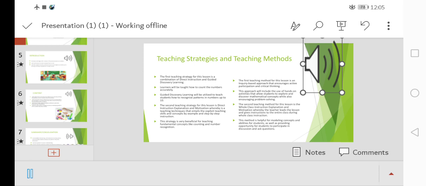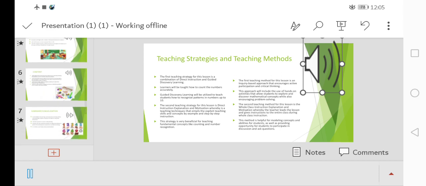The first teaching method for this lesson is an inquiry-based approach that encourages active participation and critical thinking. This approach will include the use of hands-on activities that allow learners to explore and discover mathematical concepts while also encouraging problem solving.